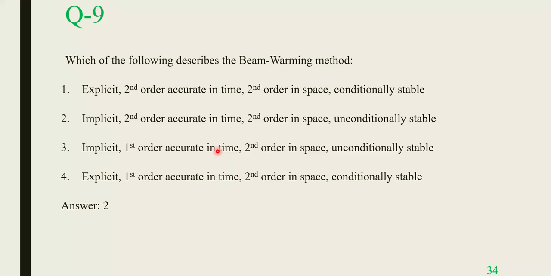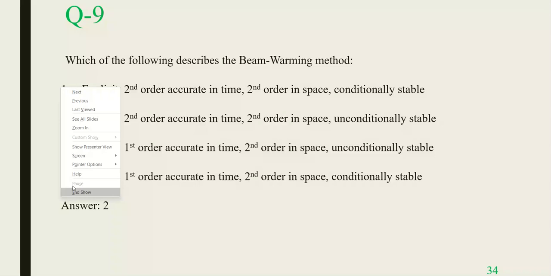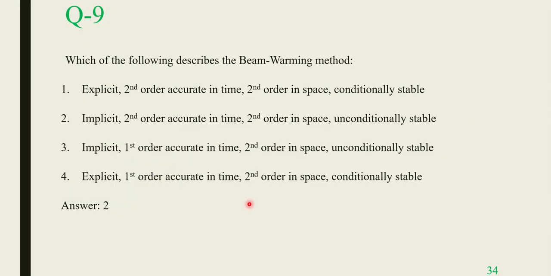Option 3, it is implicit, first order accurate in time, second order in space, conditionally stable. And option 4, it is explicit, first order accurate in time, second order accurate in space, and conditionally stable. Answer is option 2.